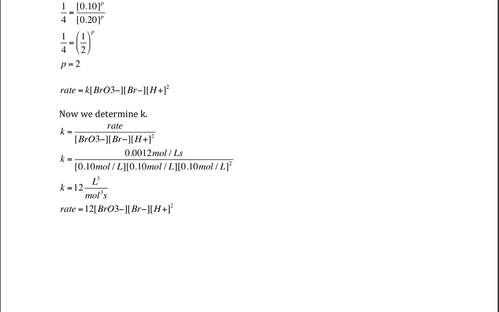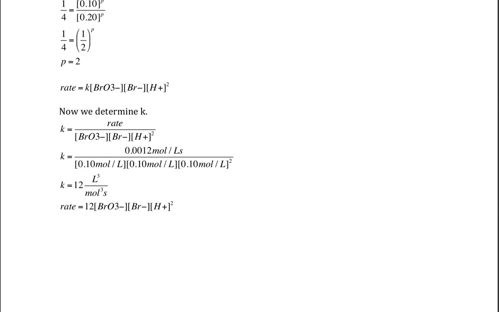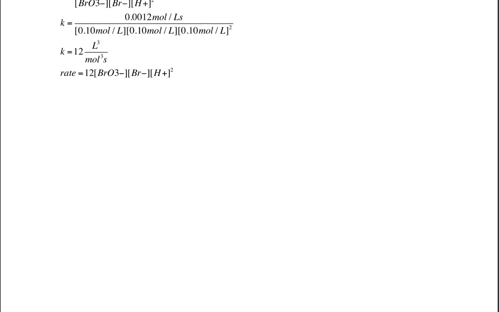So what we finally have is rate equals 12 times BrO3 minus times Br minus times H plus squared. We would say our reaction is first order with respect to the BrO3 minus, and first order with respect to the Br minus, and second order with respect to the H plus. We could call it fourth order overall.